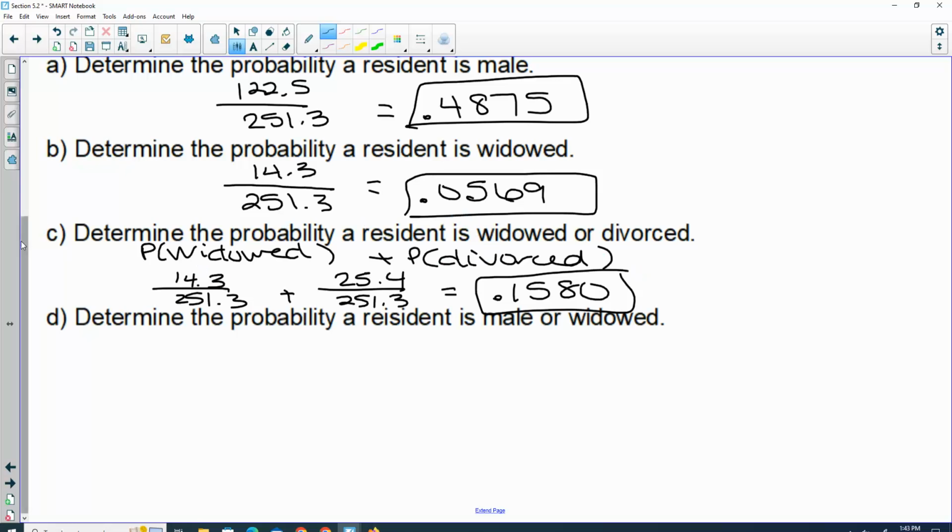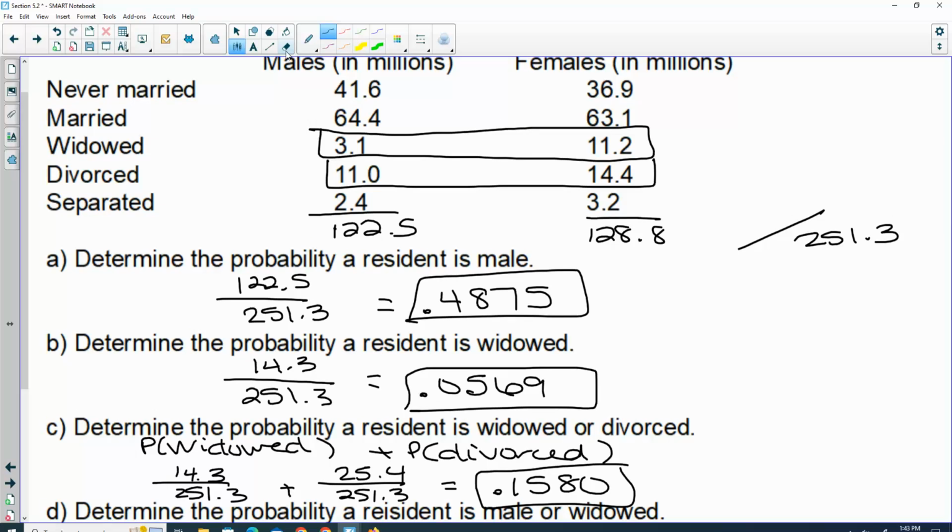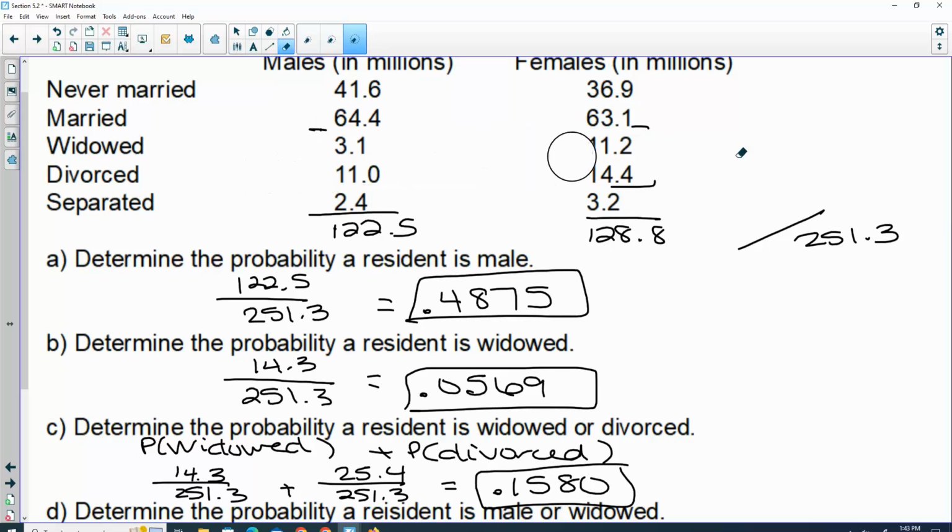Now, did we have to write it out with that formula? No. Could you have just gone to your table and said, okay, I need everybody that's either widowed or divorced, so I'm going to add these four numbers together? Absolutely. Multiple ways of writing it out, but we get the same answer at the end. Is that one okay?